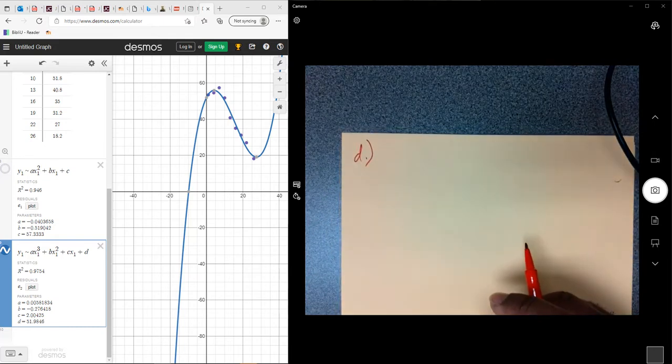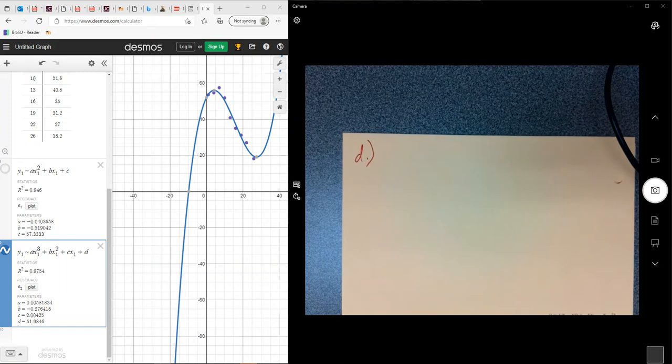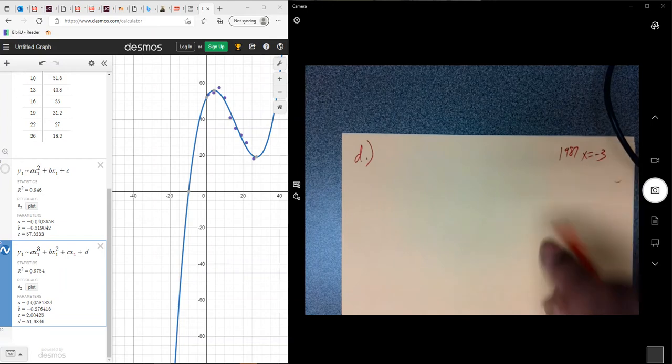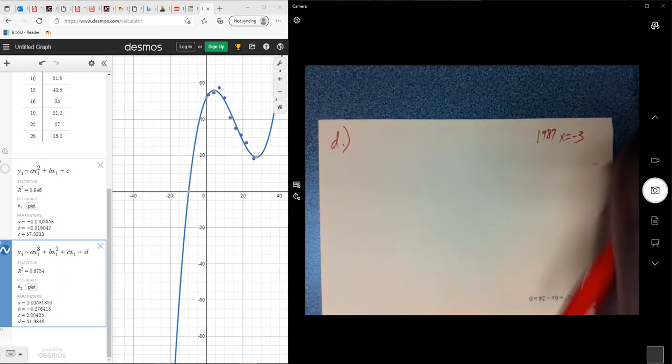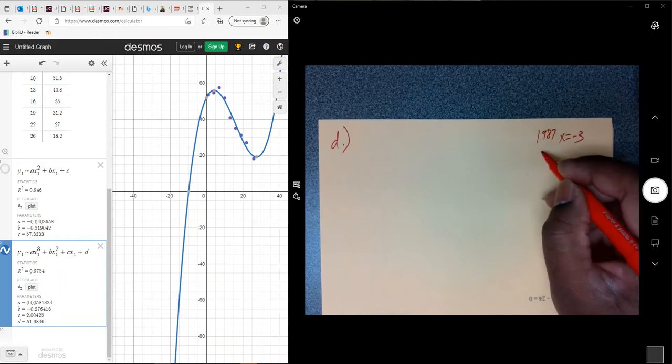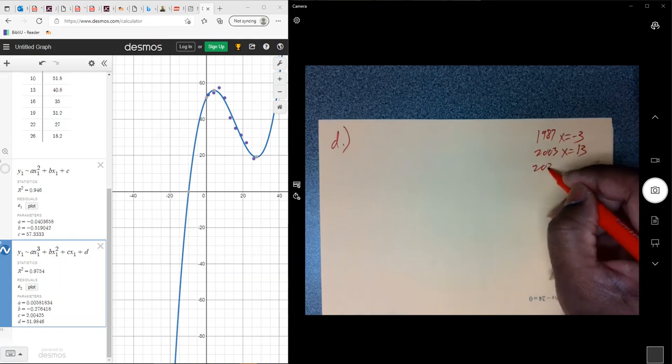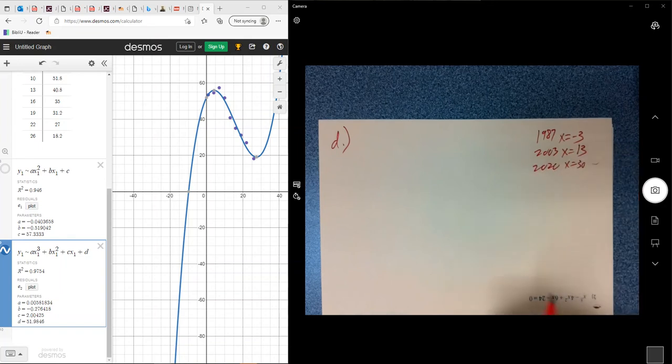Okay, now with D, it says use the equation in part A to estimate the percent of 8th, 10th, and 12th graders who admitted to using cigarettes in 1987, 2003, and 2020. And which of these estimates do you have the most confidence? Okay, so first of all, 1987, that would mean that X would be -3, because remember, this is years since 1990. So we would be going back in time here. In 2003, X would be 13, and then 2020, X would be 30.